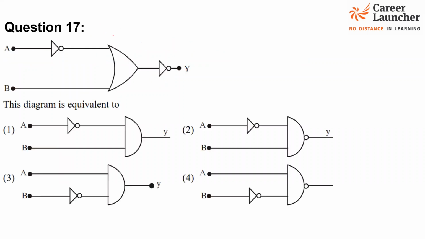Question number 17. This can be treated as logic gates, or can be treated from the truth table also. What you can figure out here is that this is A bar, this is B. So this is A bar plus B and not of that. So A bar plus B and the whole not will be nothing but A dot B bar. So if I want this A dot B bar, that is A and B bar, so the answer is option number 3.